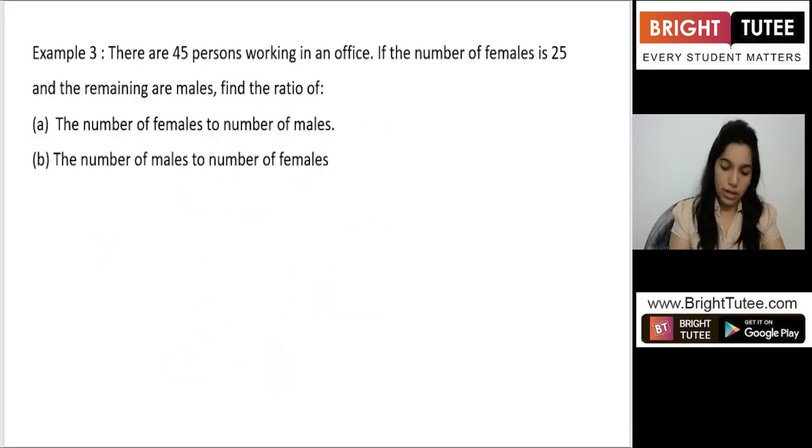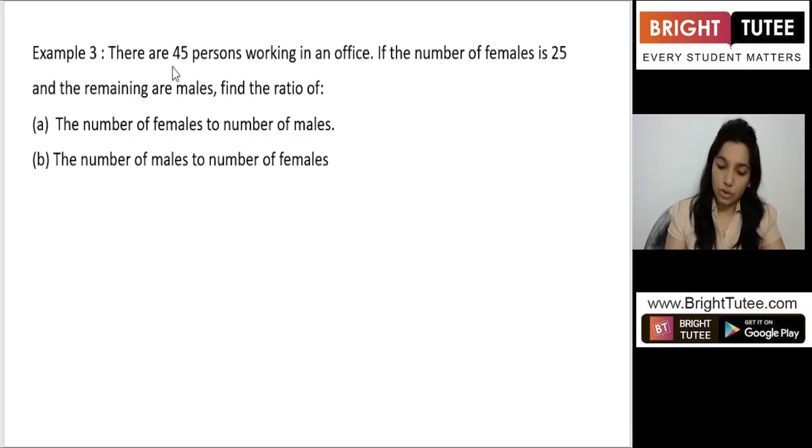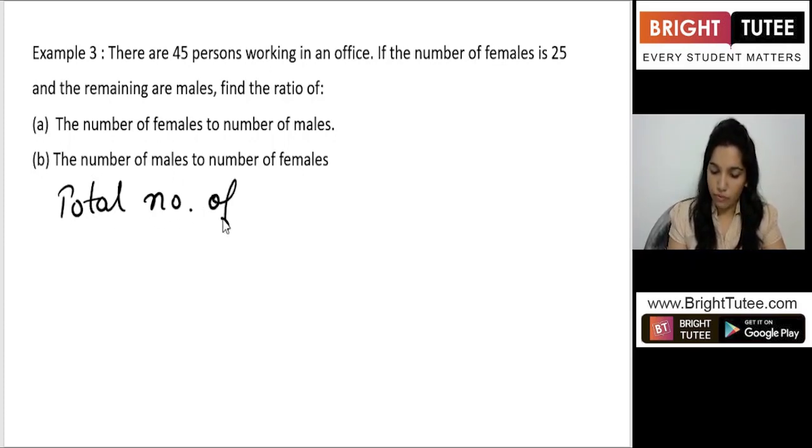Clear? Moving to the next question. Here it says that there are 45 persons working in an office. If the number of females is 25 and the remaining are male, what is the ratio? Then there are two parts that we need to solve. The first one is the number of females to the number of males, and the second one is the number of males to the number of females. This is how you need to be careful with the ratios, about what number should come first. So let us write here the total number of people working in the office.